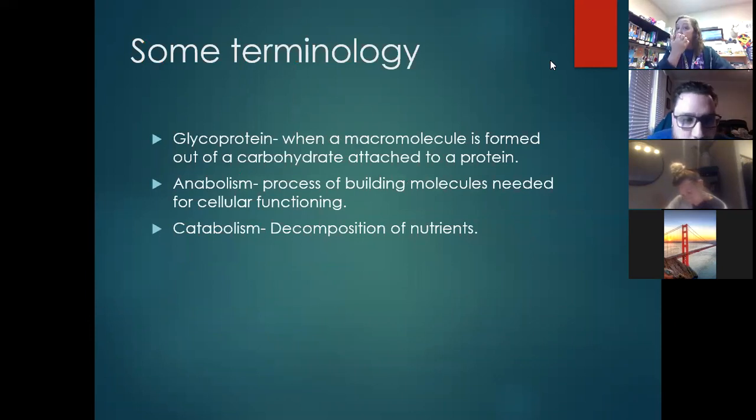We can also have some of these molecules bonding with other molecules of different types. For example, here we have a glycoprotein, which would be a sugar and a protein bonded together.